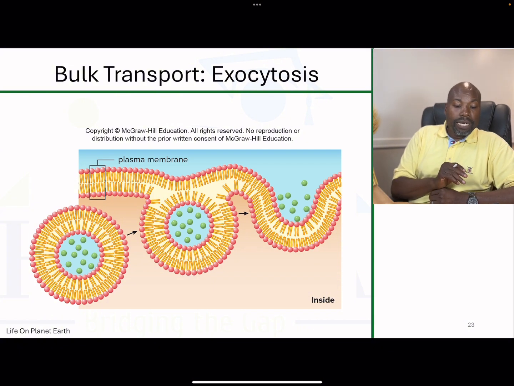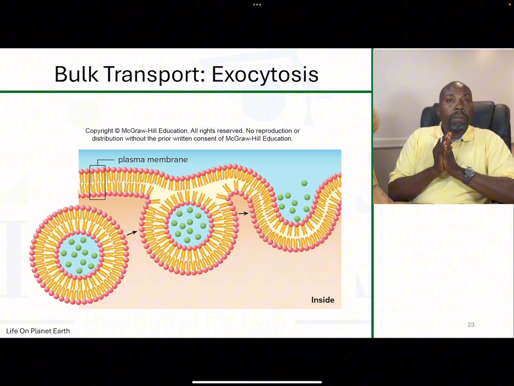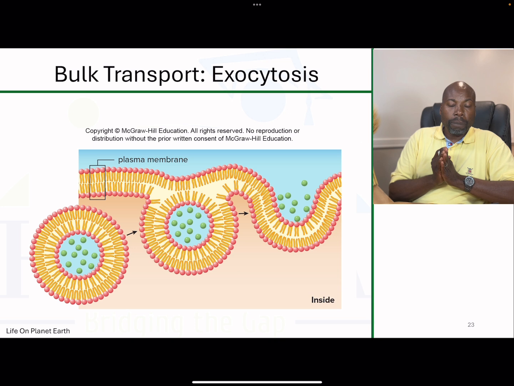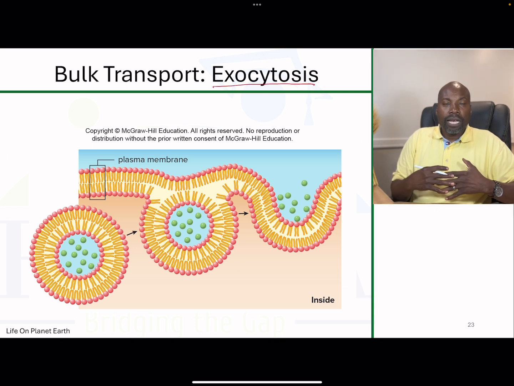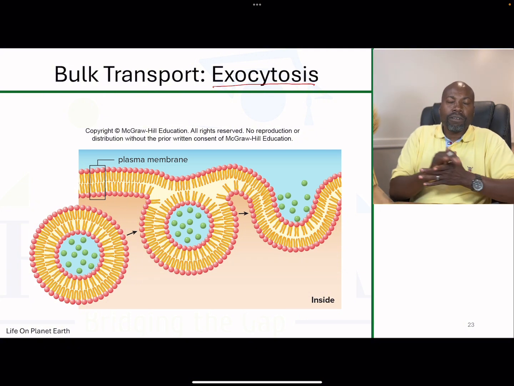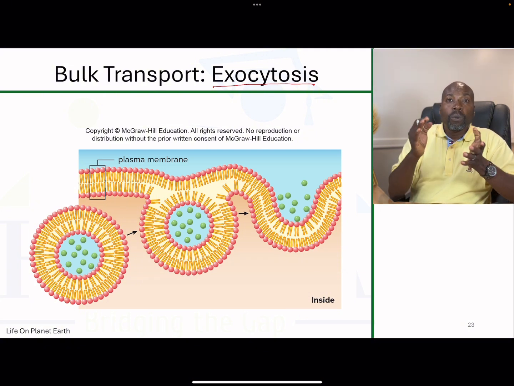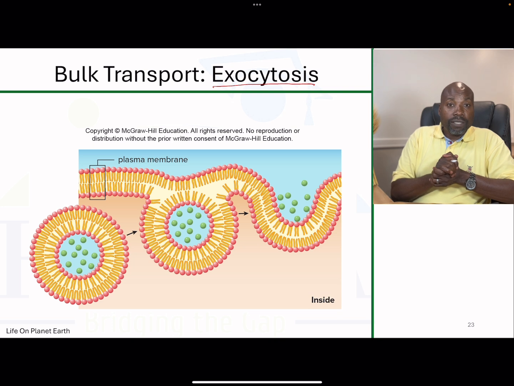Finally, but not least, let's address bulk transport. The first stop we are going to make is exocytosis. Exocytosis is to take chemicals from the inside of the cell toward the outside of the cell. For instance, when we consider the synthesis of antibodies, after the antibodies are synthesized, they are sent outside of the cell in circulation so that they can go after antigens, right?